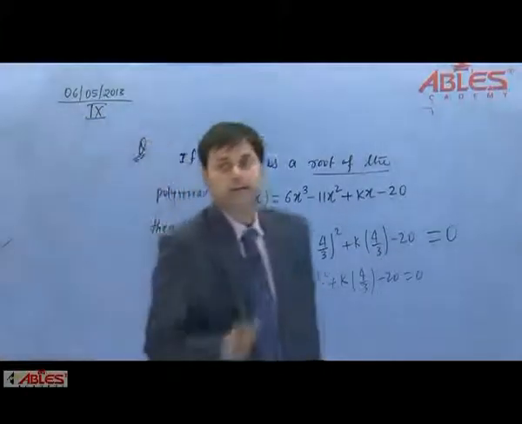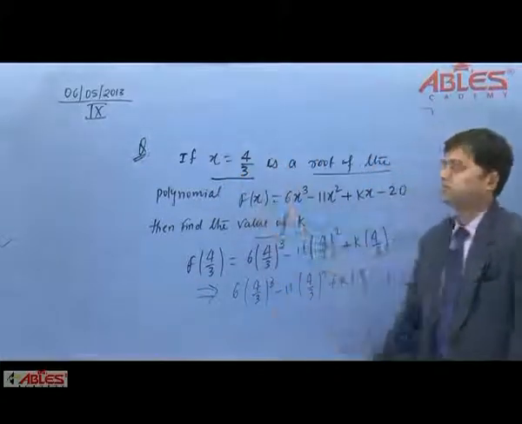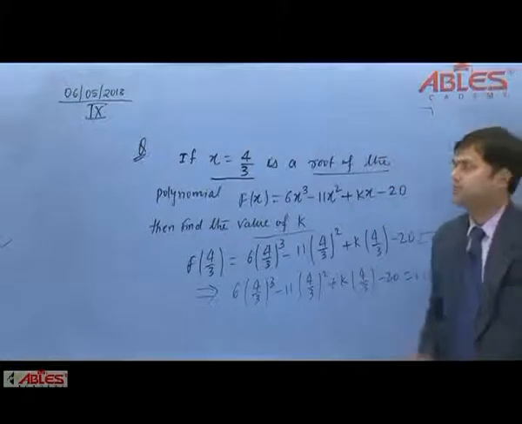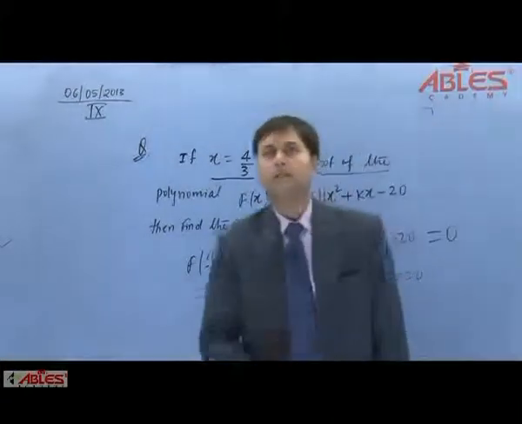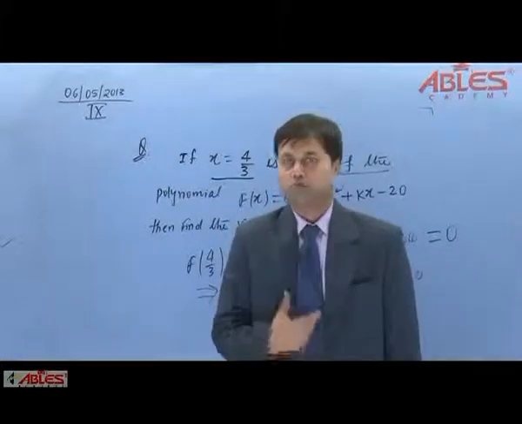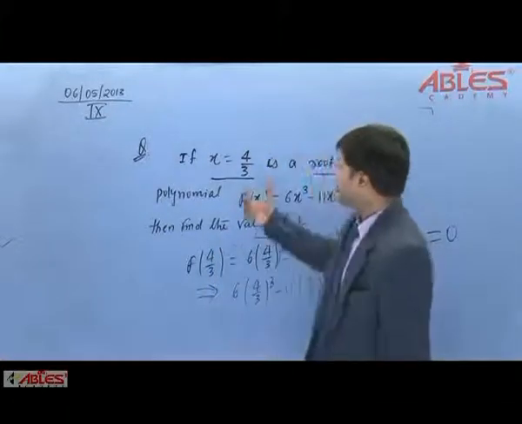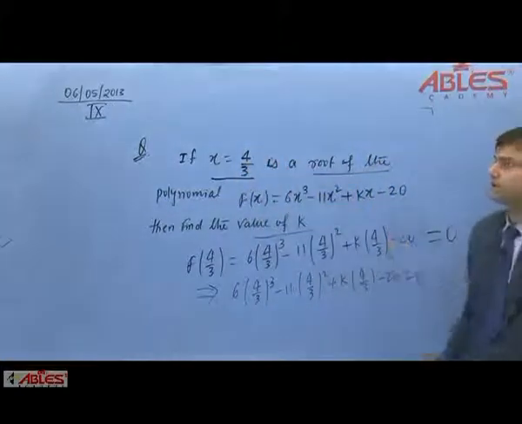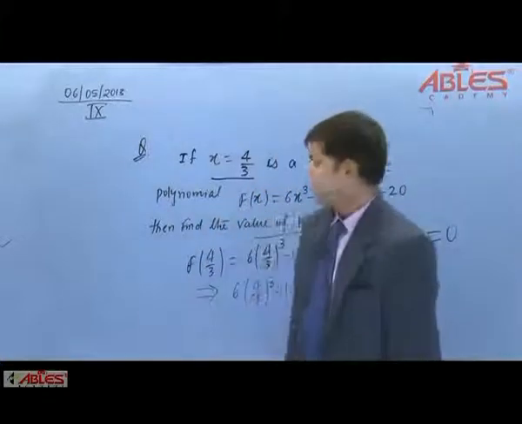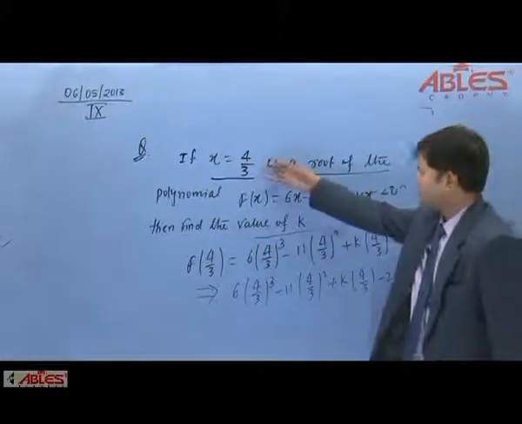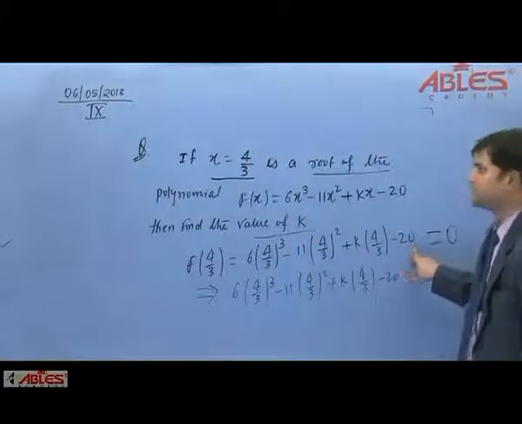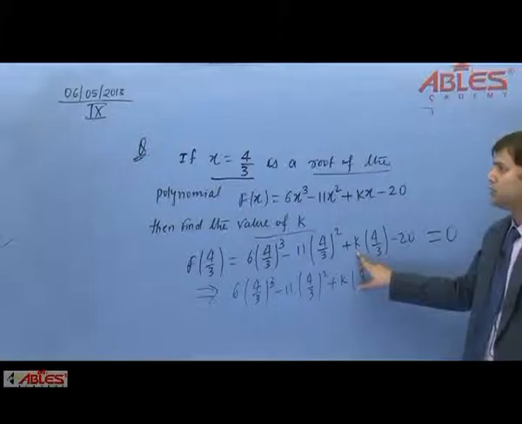Yes students, whether you are getting the meaning of this x equals 4 upon 3 or not. This time it is given that x equals 4 upon 3 is a root of the polynomial. So now you are well familiar with this word root of the polynomial. What we mean by root of the polynomial is that if you put this value in the given polynomial, then the output should be 0. So we are doing the same thing. We put x equals 4 upon 3 and we get this statement, but k is unknown here.